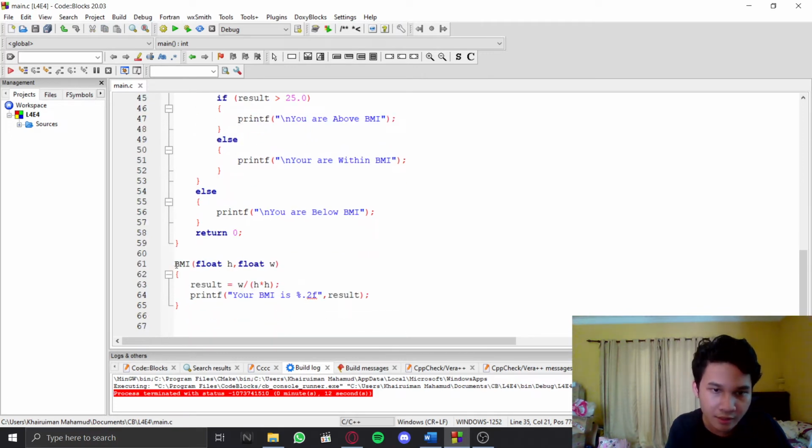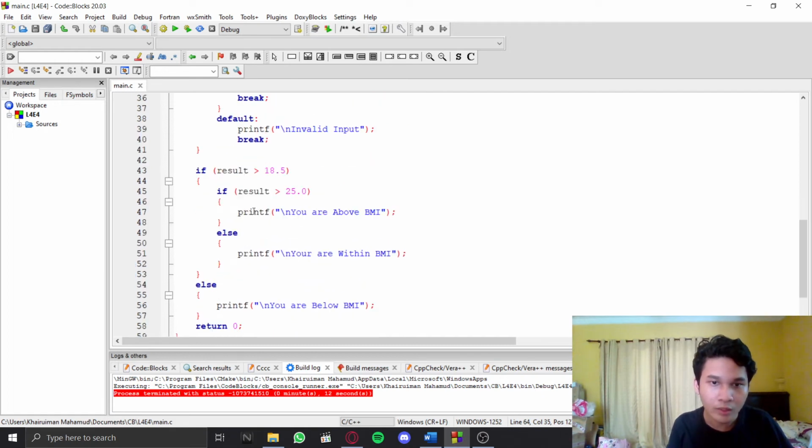So this is the BMI function. So BMI is result equal to weight divided by height multiplied by height. So after that, it will be printing your BMI is the solution and then the result.